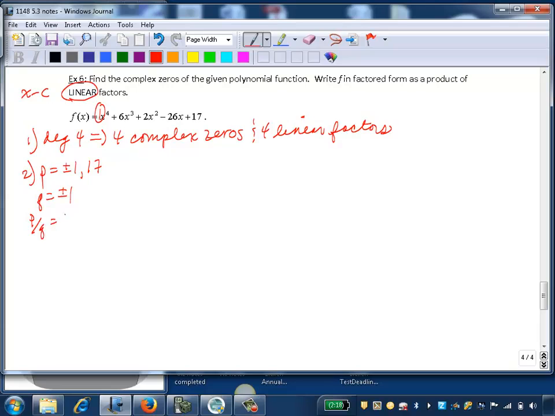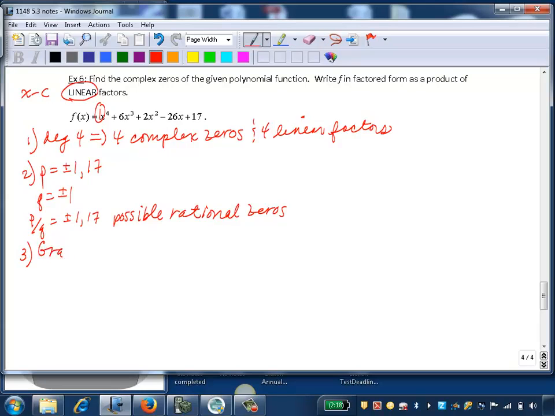And then all of the p over q combinations will be our possible rational zeros. So we want 1 over 1 and 17 over 1. So that's easy. Plus or minus 1, plus or minus 17. So these are our possible rational zeros. Remember, this doesn't tell us anything about the irrational ones, like square roots that we can't simplify, for instance. But if they're rational, can be written as a fraction or whole numbers like these, it would be on this list.